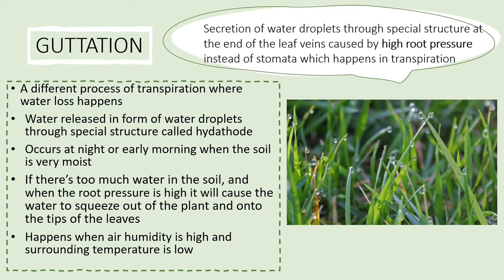Water will be released in the form of water droplets to a special structure called hydatoid. It usually occurs at night or early morning when the soil is very moist. If there is too much water in the soil, and when the root pressure is high, it will cause the water to squeeze out of the plant and onto the tips of the leaves, where we can see the water droplets.